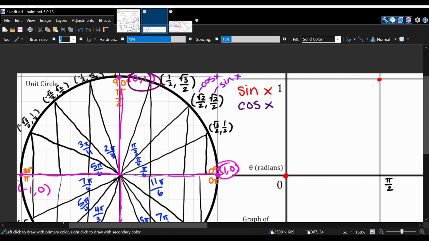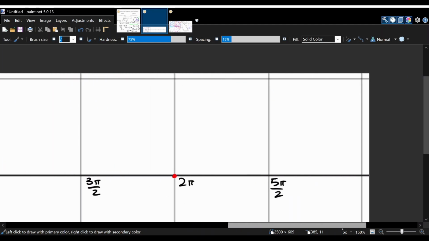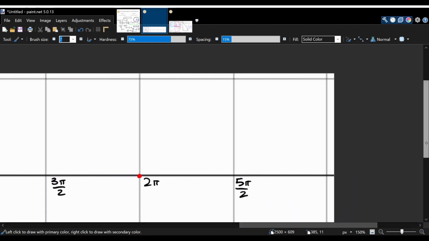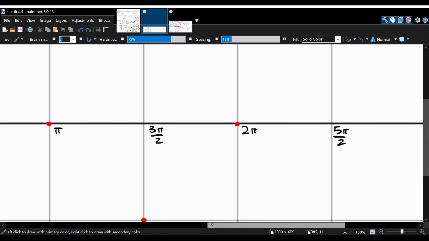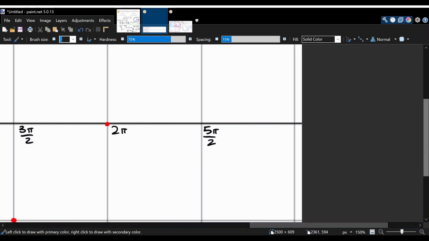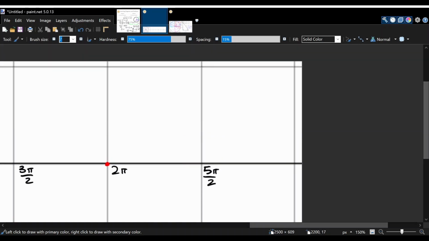Sorry, that's the wrong color, but I think you get the point. It's going to be 1 now. That's pi over 2. Here's 1.